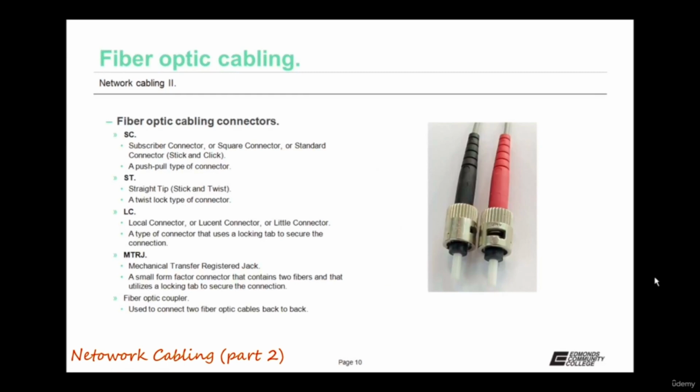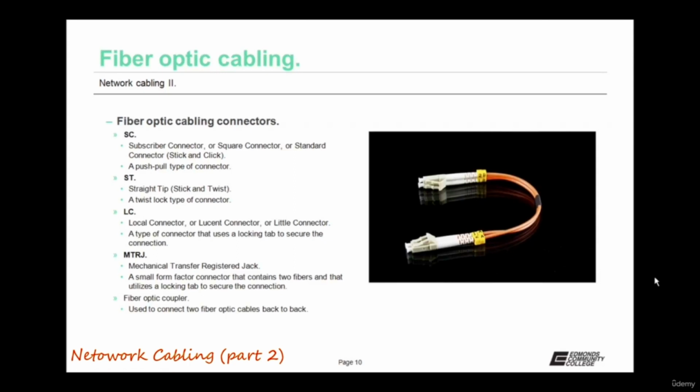Then we have the ST, the straight tip. You can also think of this as stick and twist. It is a spring-loaded twist lock type of connector. There is also the LC, which can be called the local connector or Lucent connector or little connector. It's a type of connector that uses a locking tab to secure the connection.